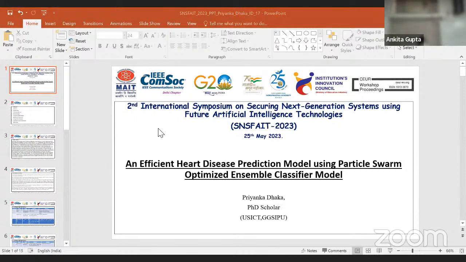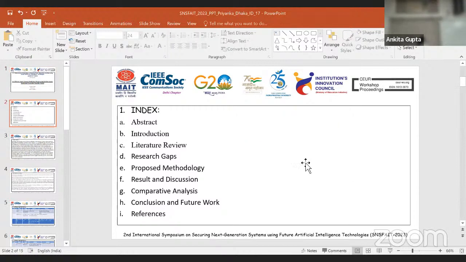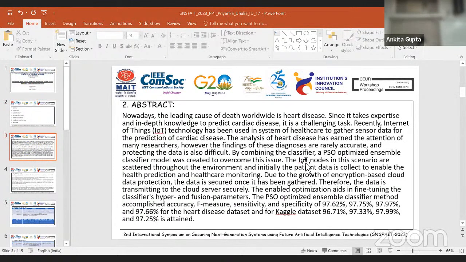Yes, please start. So my topic of research paper is an efficient heart disease prediction model using particle swarm optimization assembled classifier model. Basically, my research is on the heart disease data set.